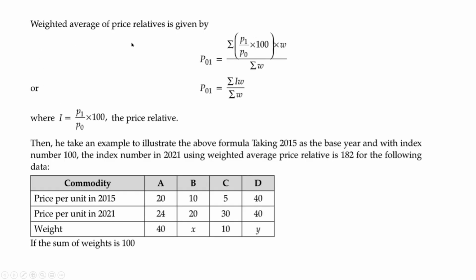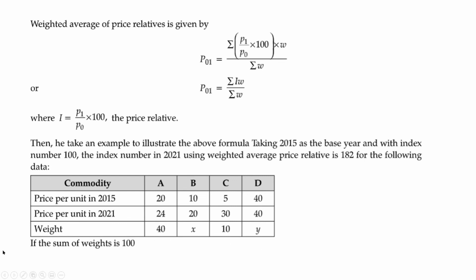So the weighted average of price relatives is given by P01 equal to summation P1 by P0 into 100 into the weight upon summation W, or P01 equal to summation IW upon summation W, where I is the price relative. This is the price relative. Then he takes an example to illustrate the above formula, taking 2015 as base year and with index number 100, the index number in 2021 using weighted average price relative is 182 for the following data. So this is the data. The sum of the weights is 100.